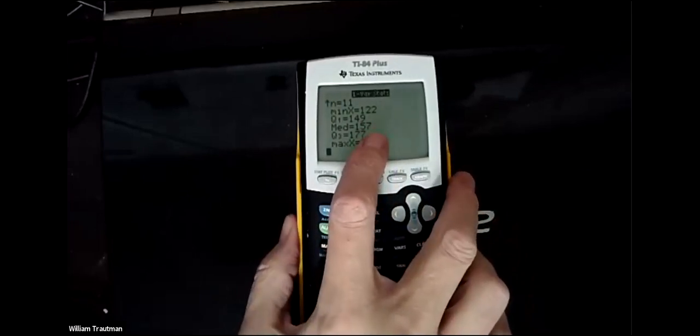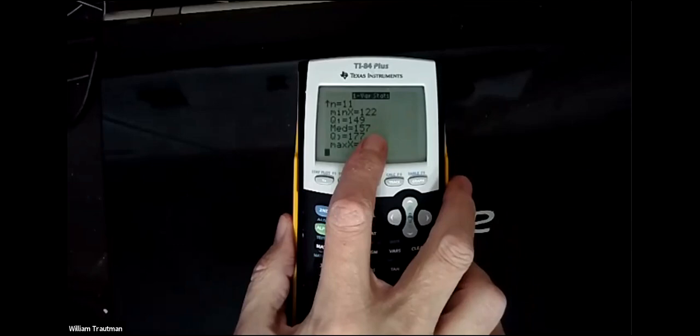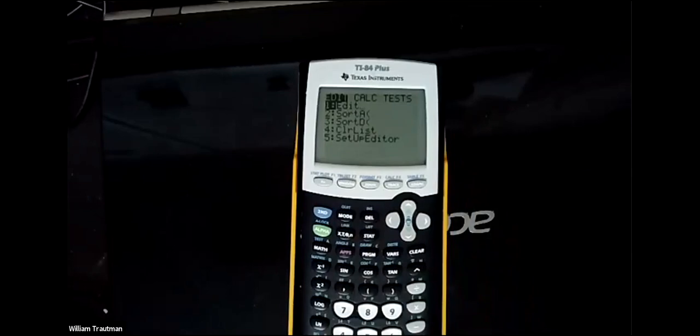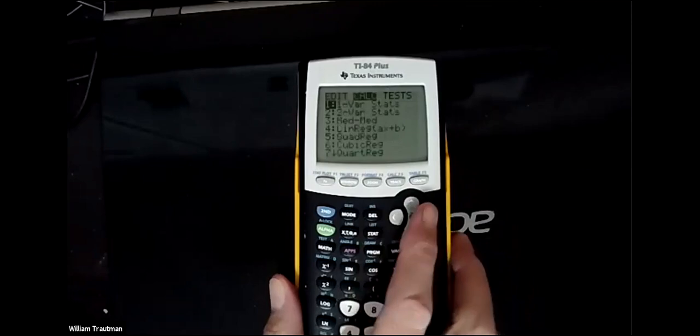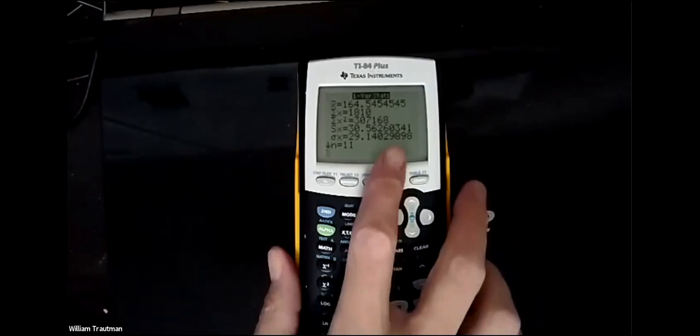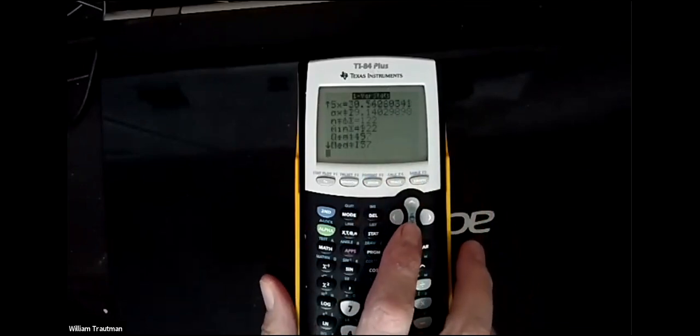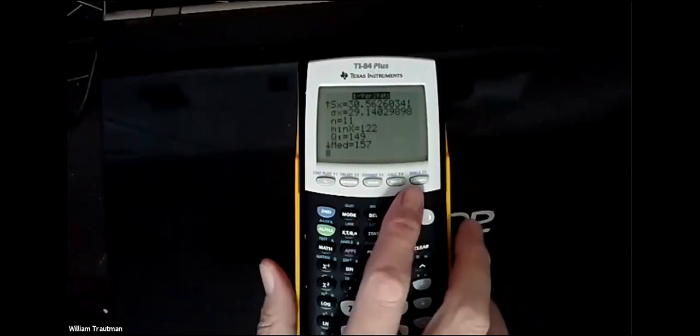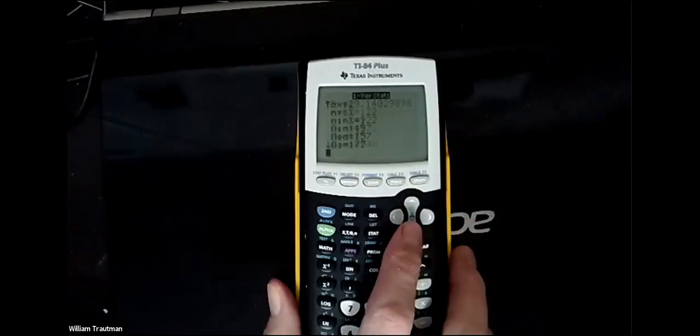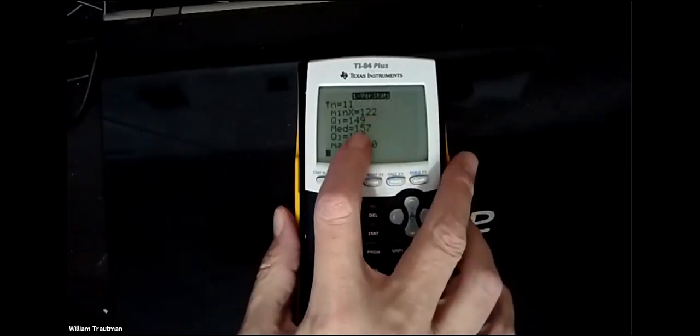But the median is 157. So everybody agree they got that on their calculator? We went to stat, edit, typed in our data. Then we went to stat, arrow over to calculate, one var stats. All our data was in L1. Frequency list should be blank. Calculate, and if you scroll down, it should say median. Median is 157. The piece of data in the middle was 157.